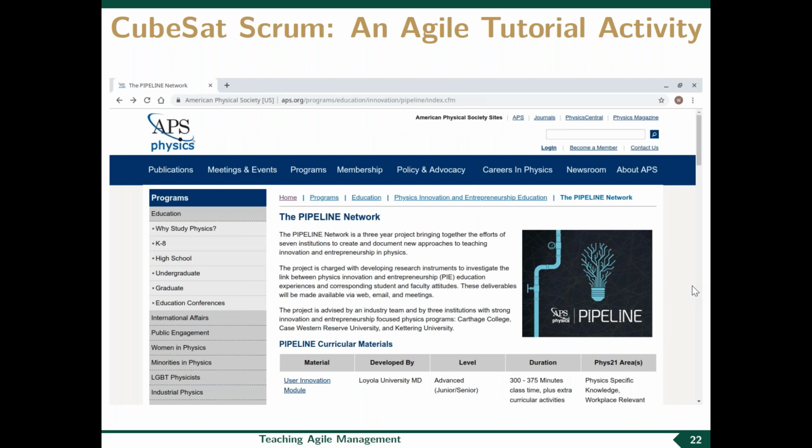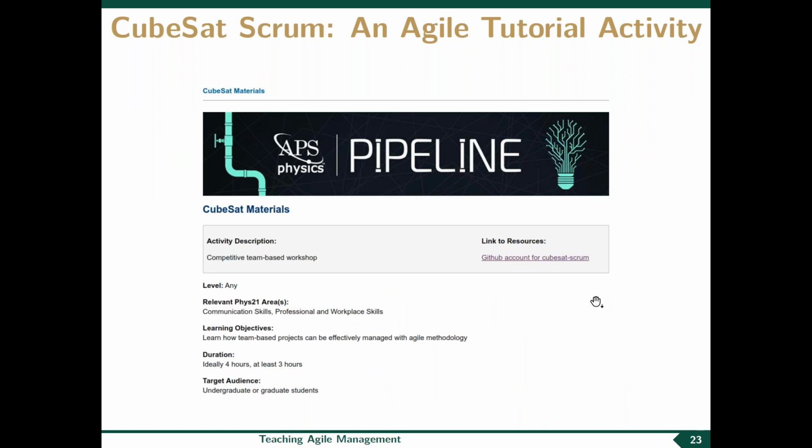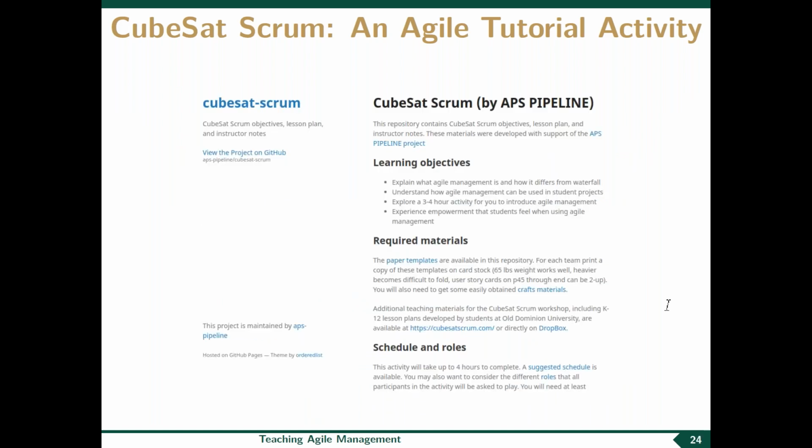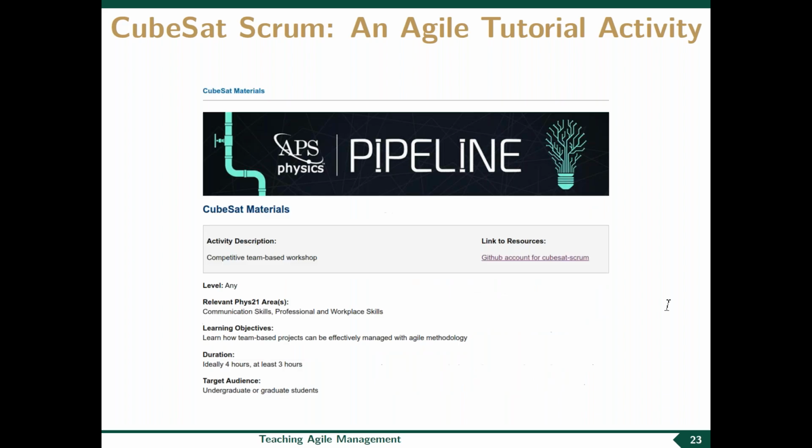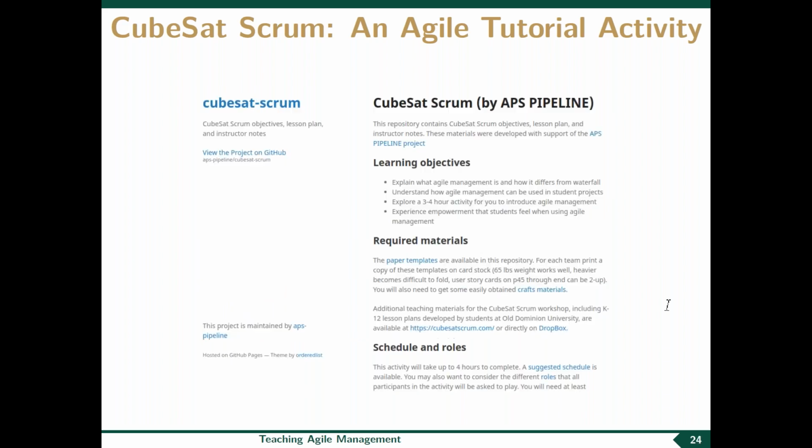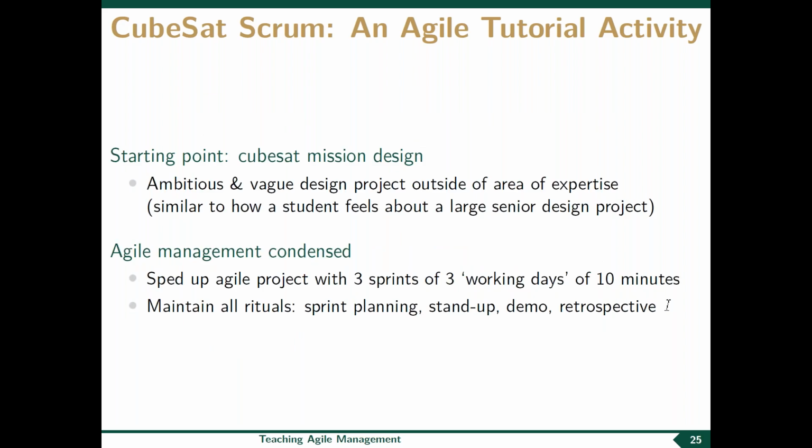So I just put a screenshot here of the website. If you scroll down, you would see that there's a CubeSat materials link, and that describes this activity that I'm going to talk about now, this CubeSat Scrum activity. And all of that is also available, and the link is actually here, this GitHub link. So that is all available on a GitHub page as well with all of the materials. All of this is under a Creative Commons license, so anyone can use this or even modify it. So what's the activity?